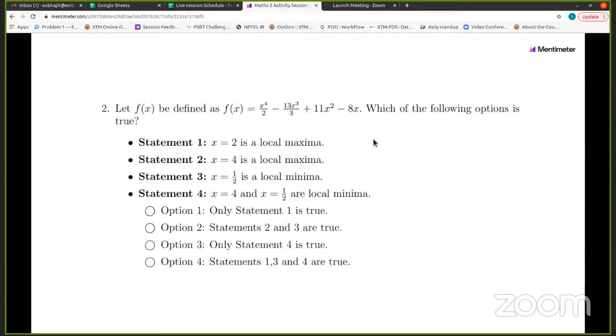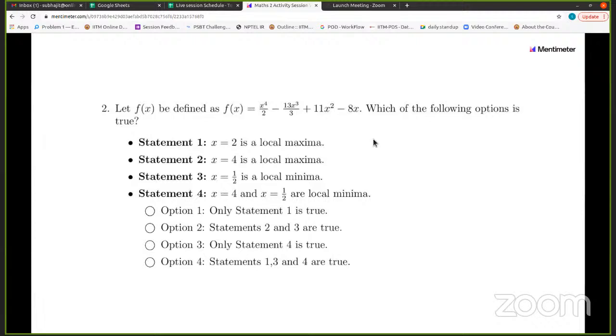So x equal to 2 has a value which is negative. Okay, so first tell me, what is f double dash x? f double dash x is 6x square minus 26x plus 22. You have to put 2, 4 and half in there, right? Yes. So what is f double dash 2? f double dash 2 is coming negative. I think it will be minus 6, right? Yeah.